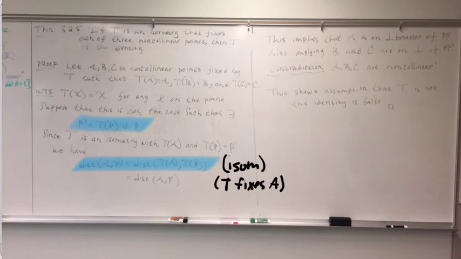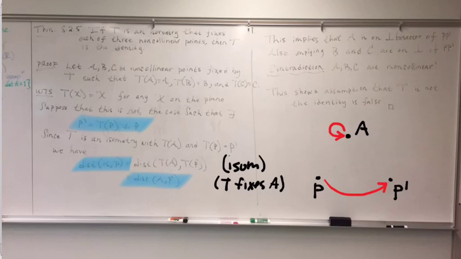And so what that sets up for us is the observation that, knowing everything that we know about the situation, the distance between A and P is the same as the distance between A and P prime. And so we have a picture that looks like this. A is here, P prime is there, and my isometry is moving P over to P prime, but it's leaving A in place. So that's what T is doing.